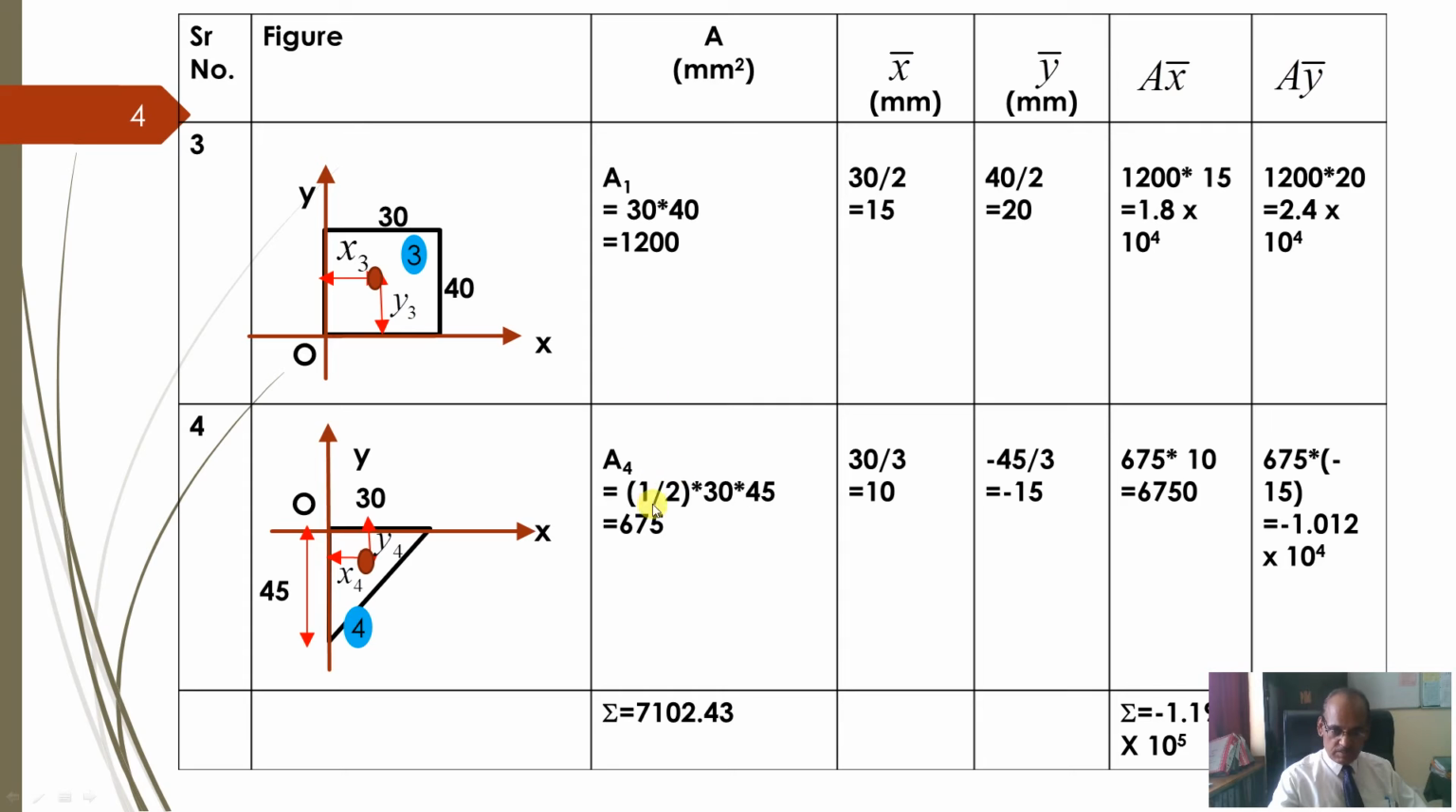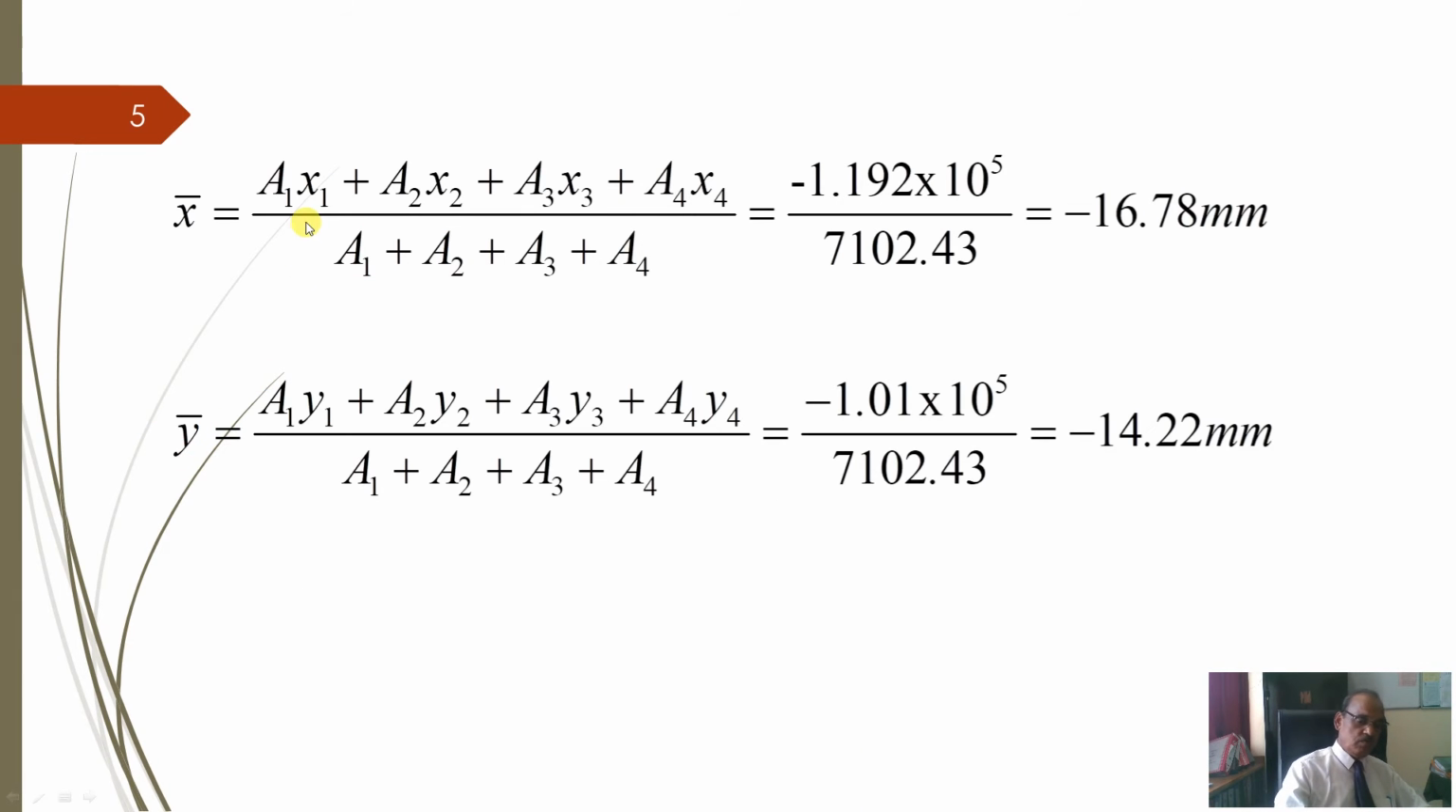You take the total summation of area, A1 plus A2 plus A3 plus A4. We got 7102.43. Similarly, you take the summation of AX and summation of AY. You write down A1 X1 plus A2 X2 plus A3 X3 plus A4 X4. I got minus 1.0192 into 10 raised to 5. Summation of area is 7102.43. I got the x coordinate as minus 16.78 mm, and the y coordinate as minus 14.22 mm.